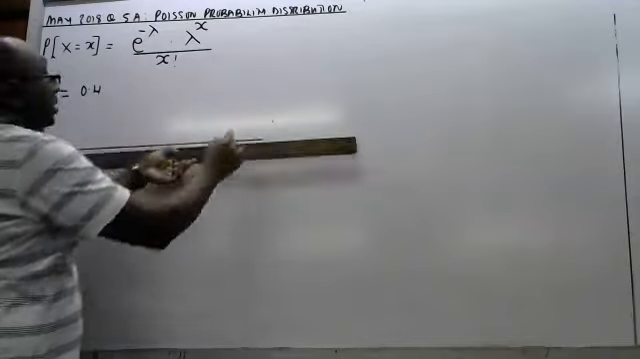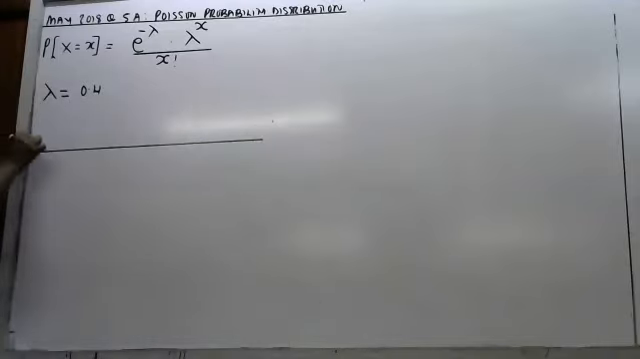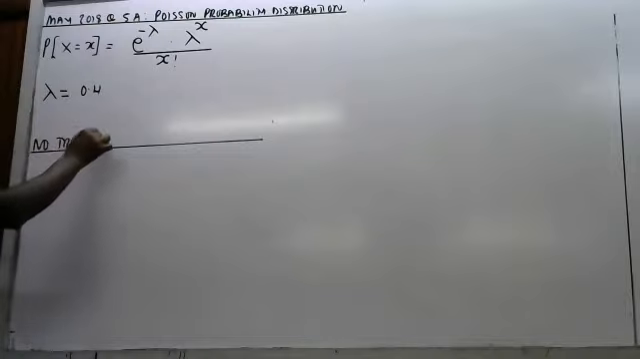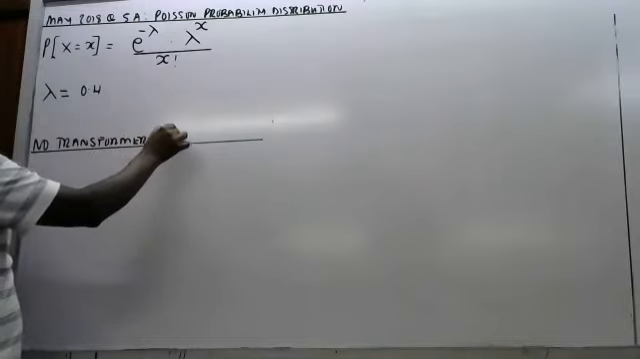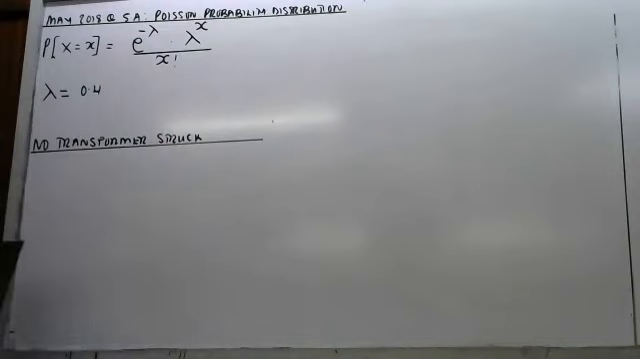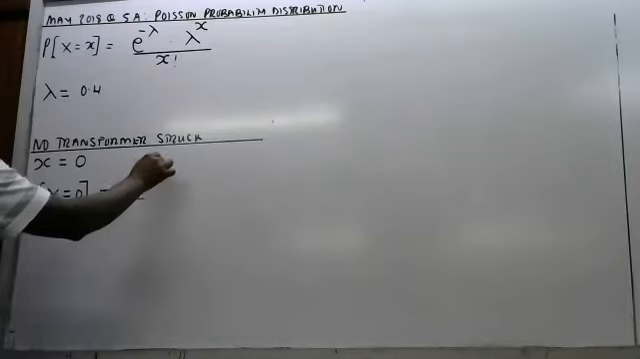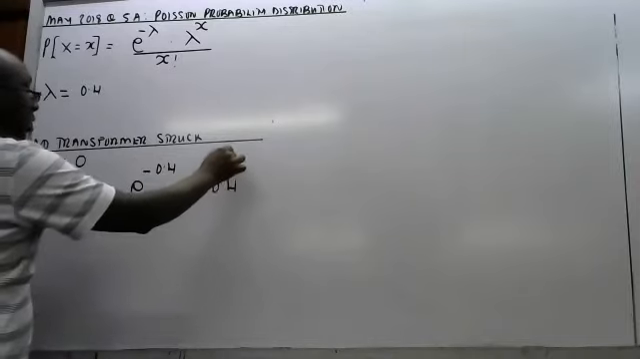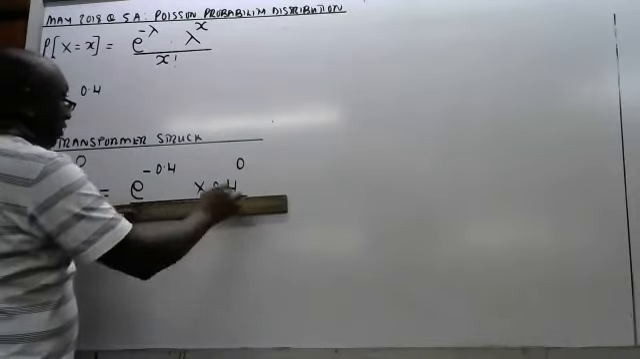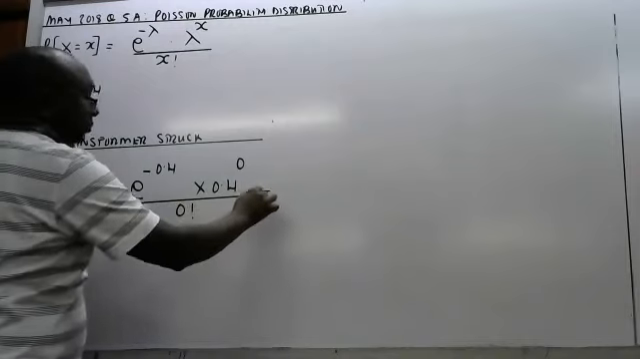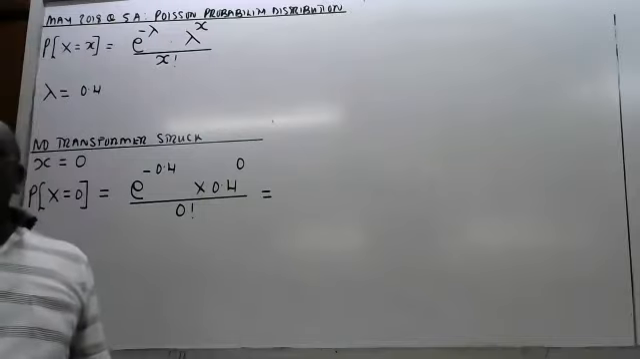So when they ask for no transformer struck, in this case X is equal to zero. So the probability that X is equal to zero will be equal to e raised to power minus 0.4, times 0.4 raised to power zero, divided by zero factorial.